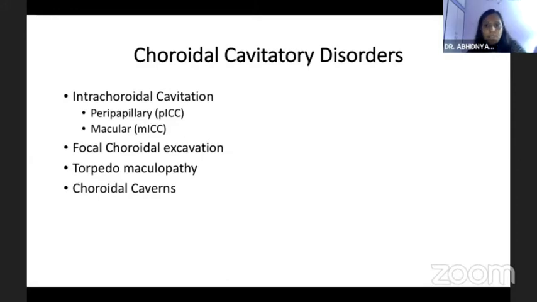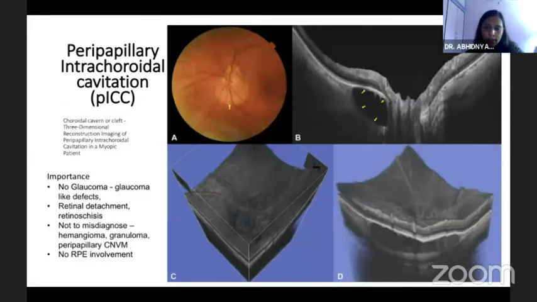Coming further, we'll talk about the choroidal cavitatory disorders, one of which is the peripapillary intrachoroidal cavitation. Now, clinically, we see that there is a yellowish elevated area in the peripapillary area, and when we do an OCT, we see that there are choroidal defects present, which is very well documented on the 3D OCTA.